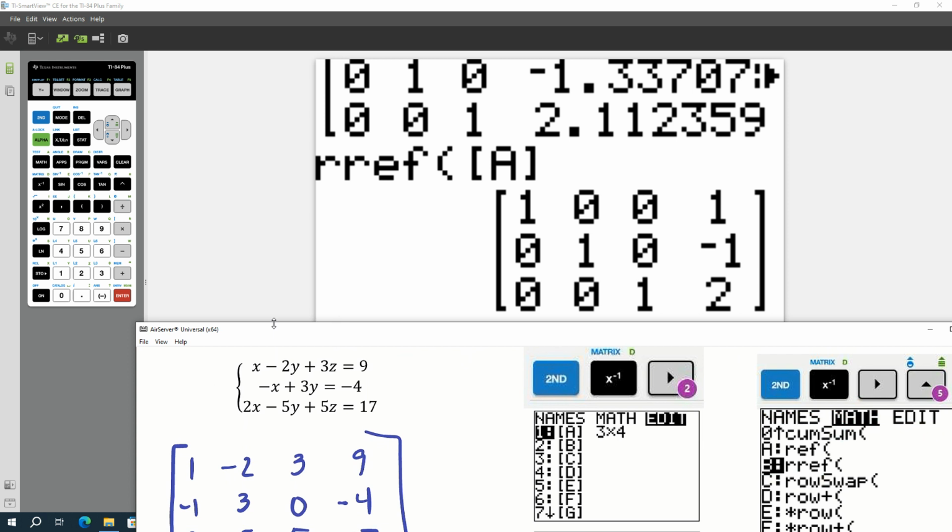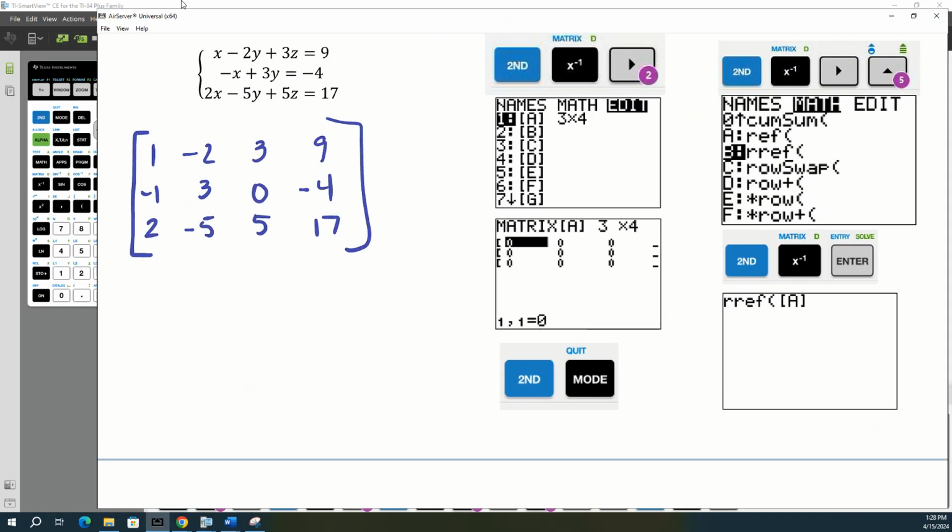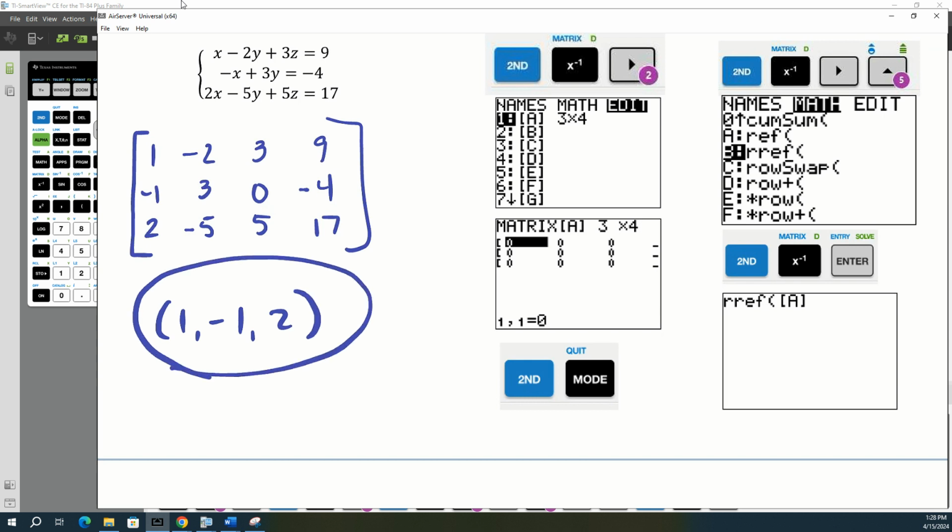This looks beautiful. So we have these diagonal ones. We have all those zeros. And then those are going to be your answers. And so it's X, Y, and Z. And I would just give them as an ordered triple. X, Y, Z as an ordered triple.